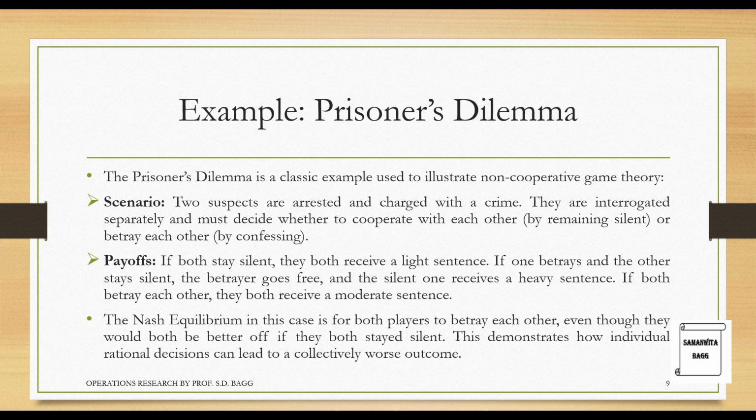If both betray each other, they both receive a moderate sentence. So now the punishment will be divided amongst both of them because they both have accepted the crime that they have done. The Nash equilibrium in this case is for both players to betray each other, even though they would both be better off if they both stayed silent. This demonstrates how individual rational decisions can lead to a collectively worse outcome. So this is an example for you to just think of a situation and understand how game theory works.